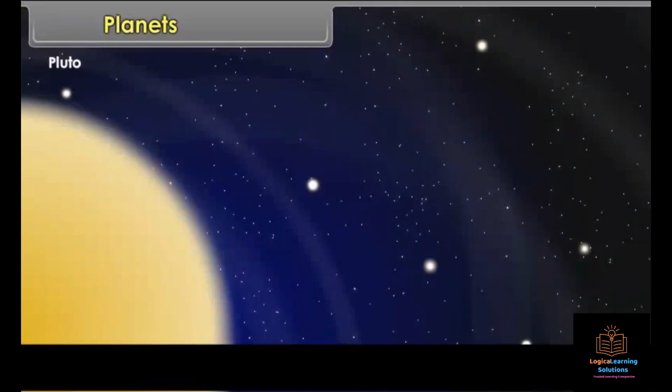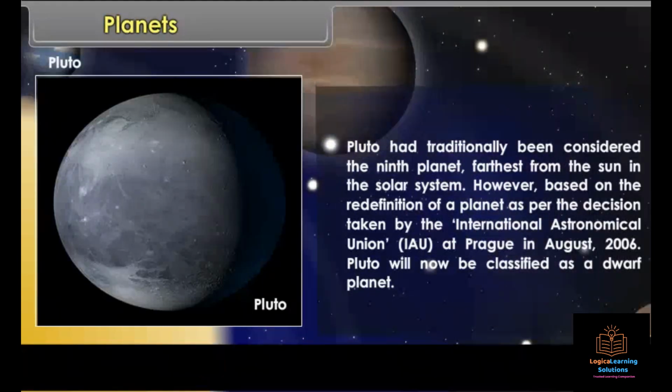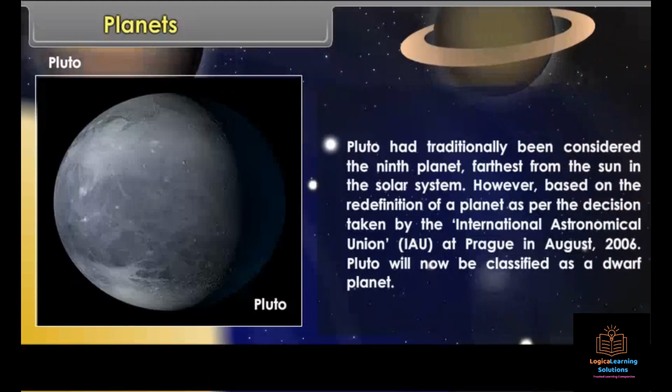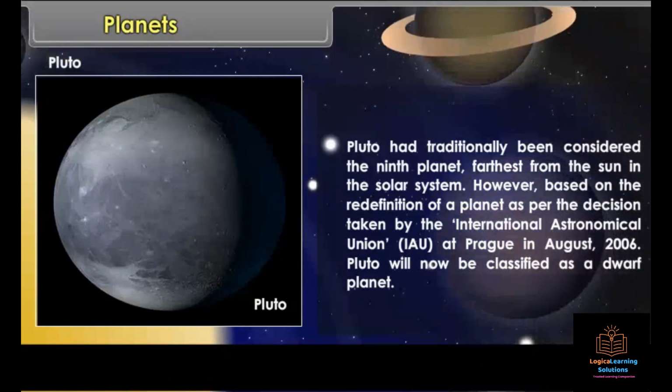Pluto. Pluto had traditionally been considered the 9th planet, farthest from the Sun in the solar system. However, based on the redefinition of a planet, as per the decision taken by the International Astronomical Union (IAU) at Prague in August 2006, Pluto will now be classified as a dwarf.